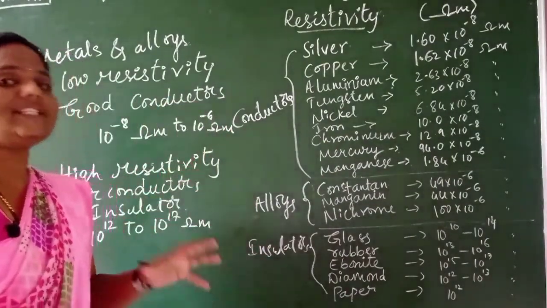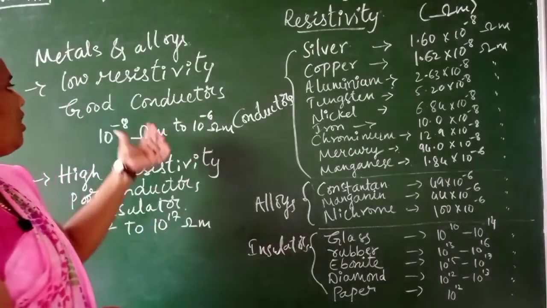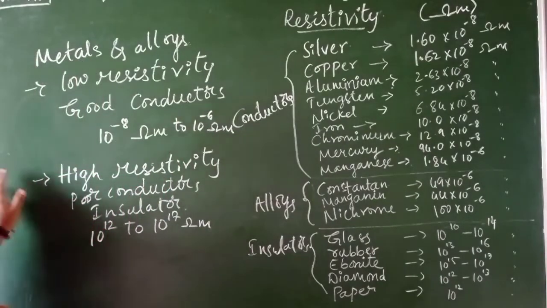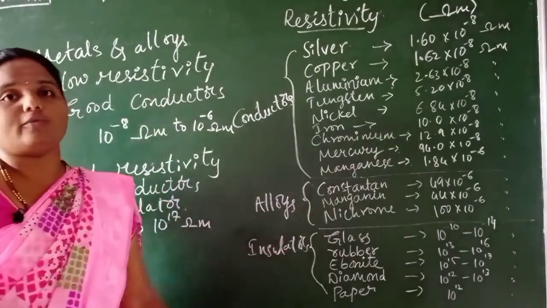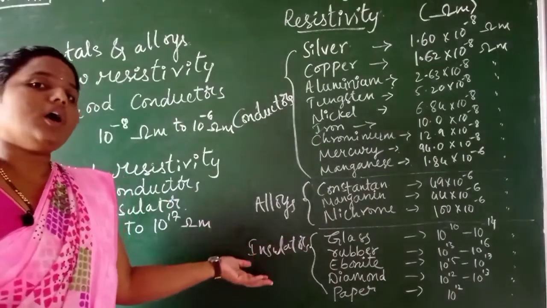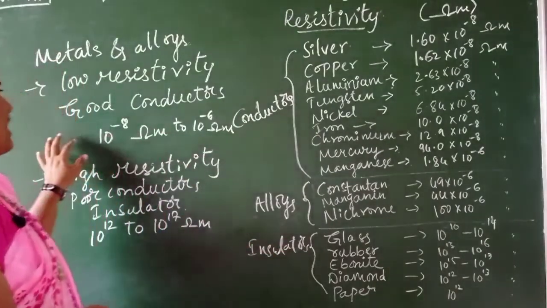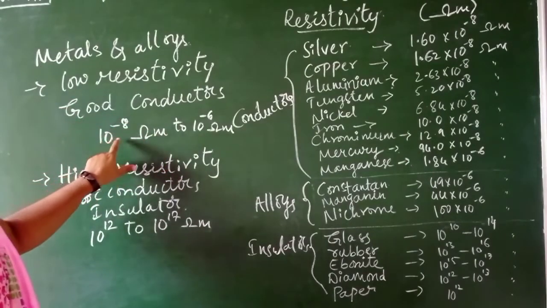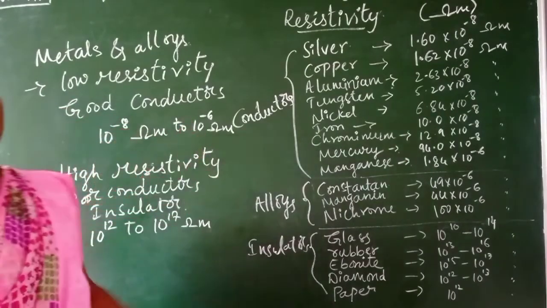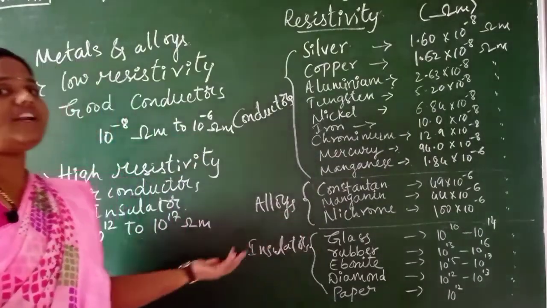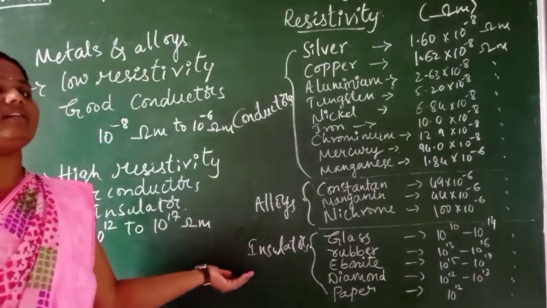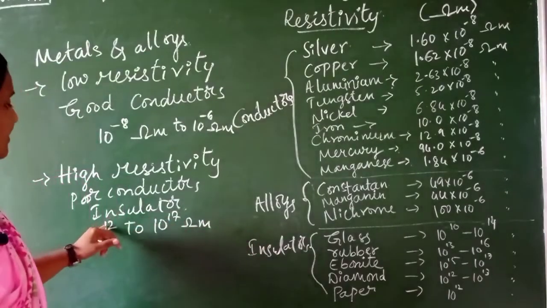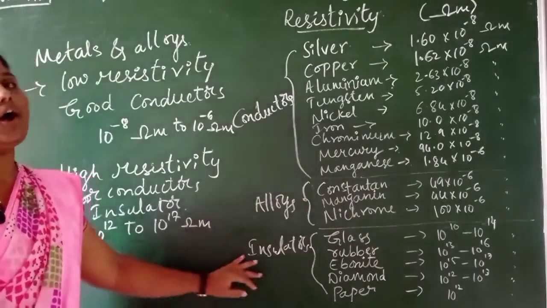The materials which offer low resistivity are called good conductors. Similarly, the materials which offer high resistivity are called what? Insulators or poor conductors. Generally, for metals and alloys the range is from 10 to the power of minus 8 ohmmeter to 10 to the power of minus 6 ohmmeter, whereas the resistivity of an insulator lies from 10 to the power of 12 to 10 to the power of 17 ohmmeter.